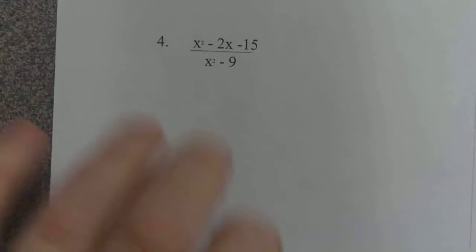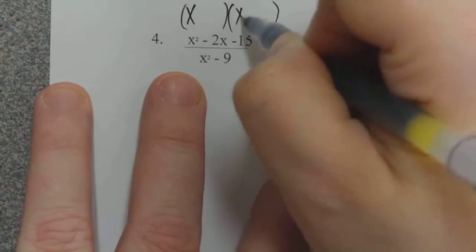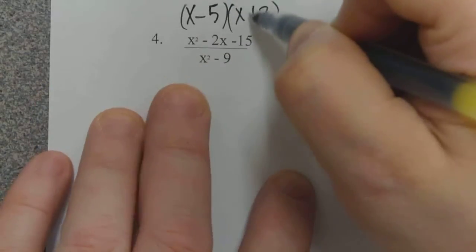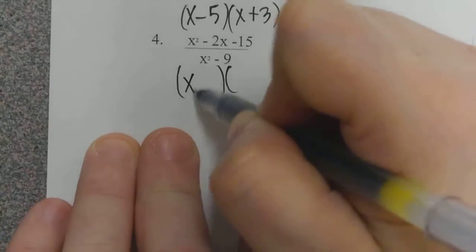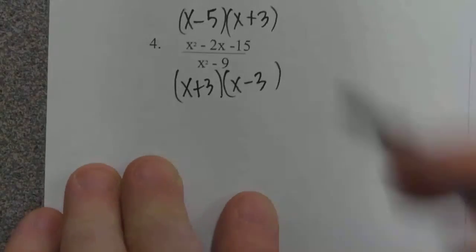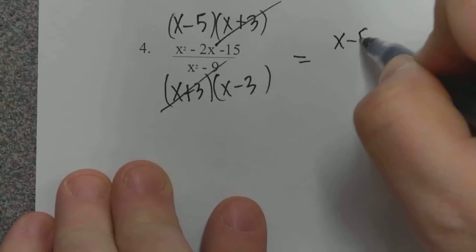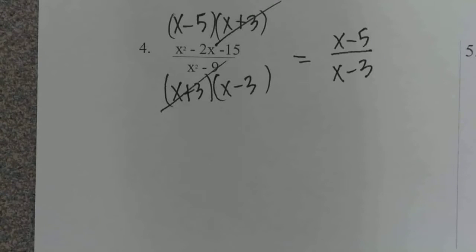All right, again, we're still factoring and canceling what we can. So we're finding on the top two numbers that will multiply to 15, which would be 5 and 3. It would be a negative 5 and a positive 3. On the bottom, I have a difference of squares, so I have x plus 3, x minus 3. And I'm just going to cancel everything that can. So the x plus 3's are gone. I rewrite my answer, x minus 5 over x minus 3.